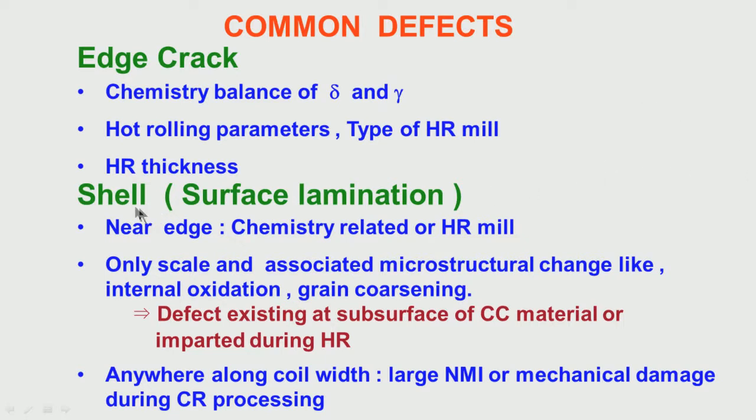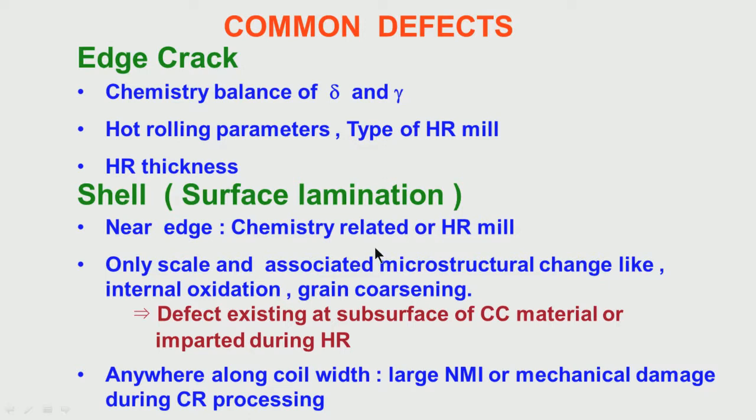Then, coming to another defect, we call it shell or surface lamination. This is a very typical and recurring problem in hot rolled coil or even cold rolled coil. So, you will find these surface laminations. Now, as I mentioned to you, proper surface inspection is very important to identify where these laminations are taking place. Are these laminations taking place near the edge? If it is near the edge, normally it has been found that it may be related to the chemistry, or it may be related to hot rolling problems also.